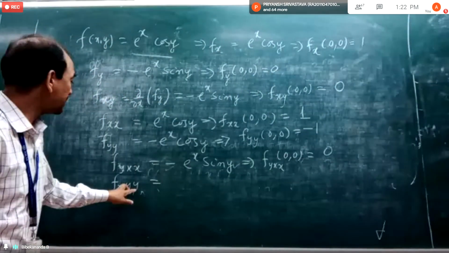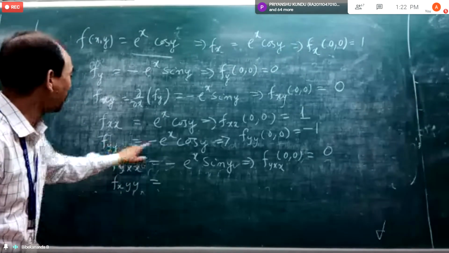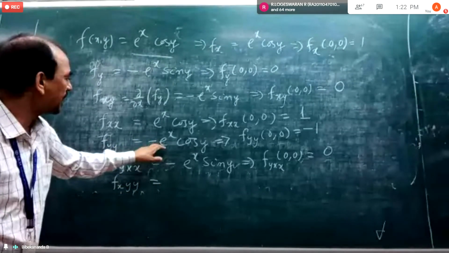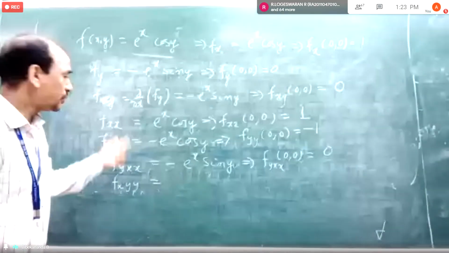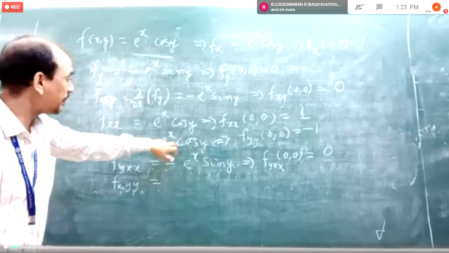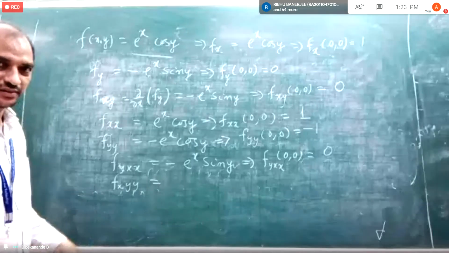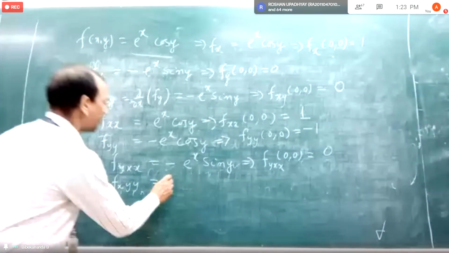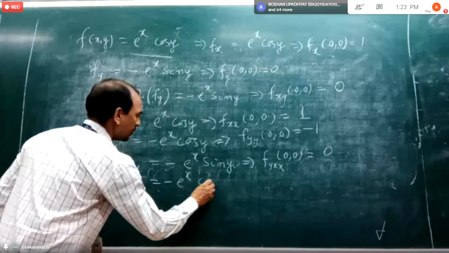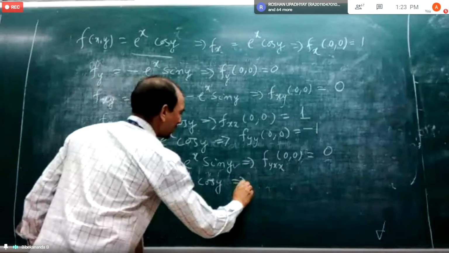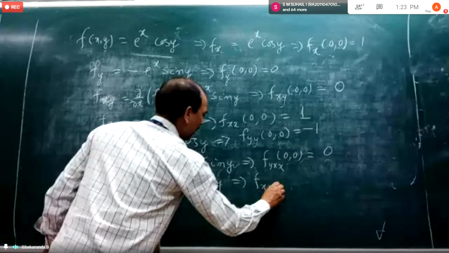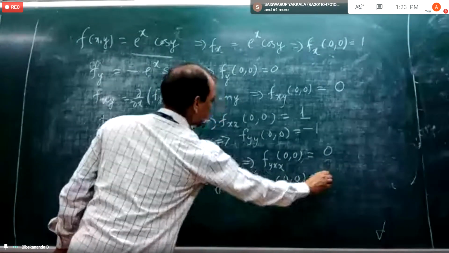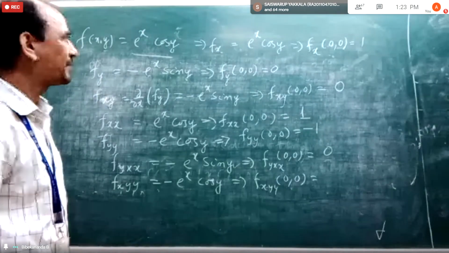So we differentiate fyy with respect to x. Fyy is minus e to the power x cos y. So what is the differentiation of minus e to the power x cos y with respect to x? Minus e to the power x cos y. And so what is the value of fxyy at origin? Minus 1.